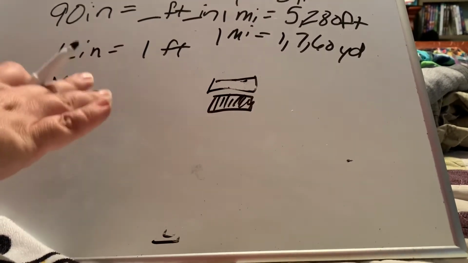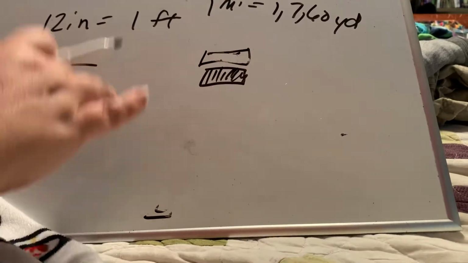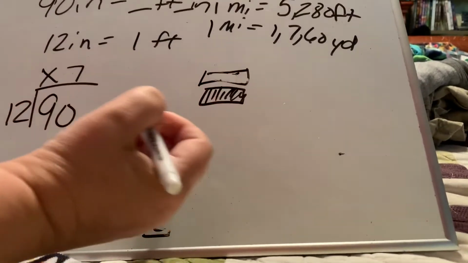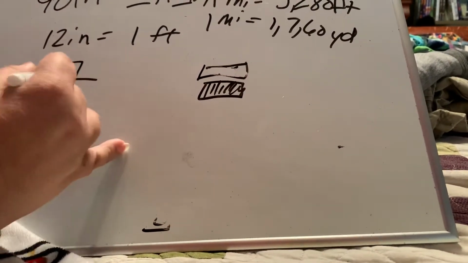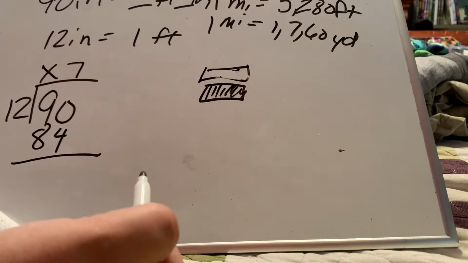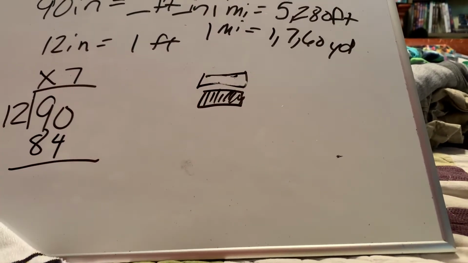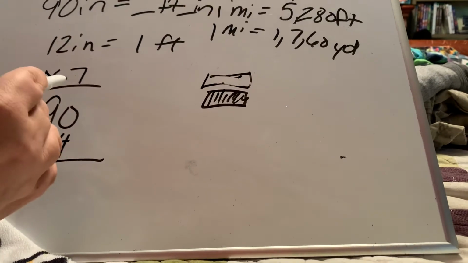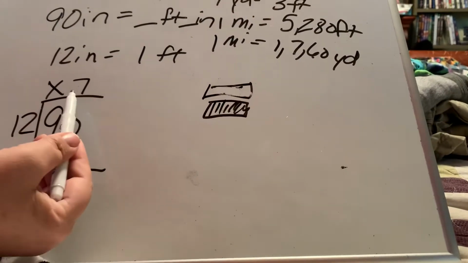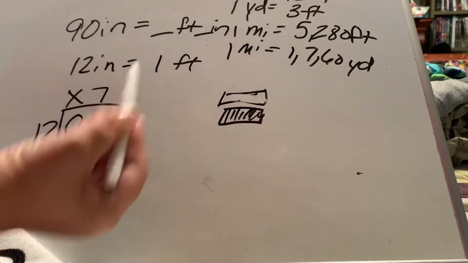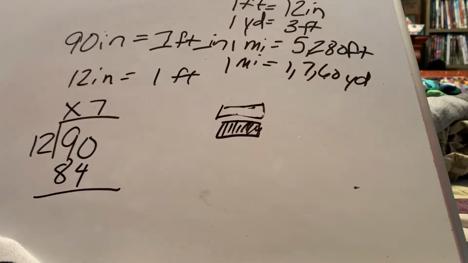64. And then 12 times what? 7 is what? That's 84. Okay, so we now know how many feet, right? It went 7 whole times, so that's how many whole feet we got.